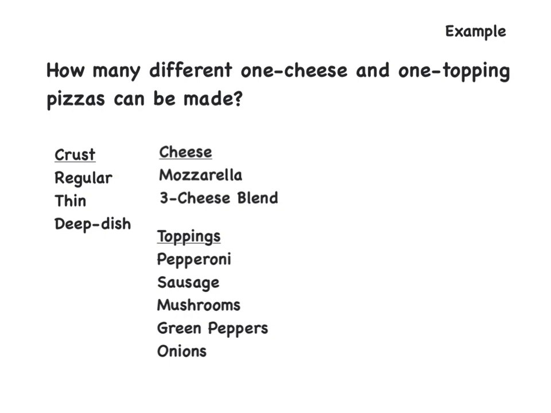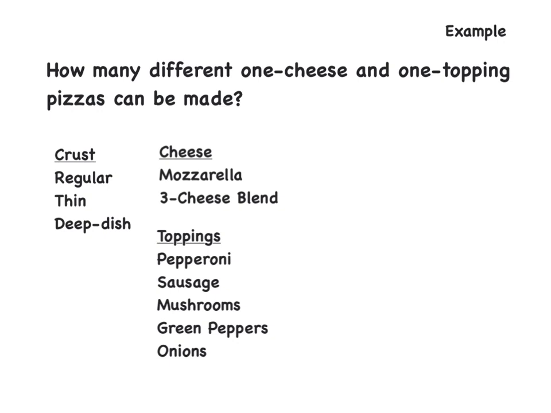So, how many different 1 cheese and 1 topping pizzas can be made? I want you to pause the video, try this one yourself, unpause it when you're ready to see what I've done. Okay, so we have 3 types of crust, 2 types of cheese, and we have 1, 2, 3, 4, 5 different toppings.